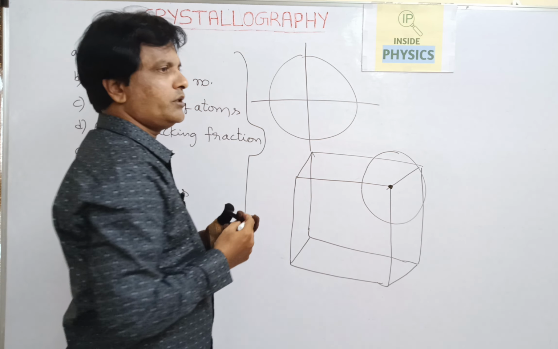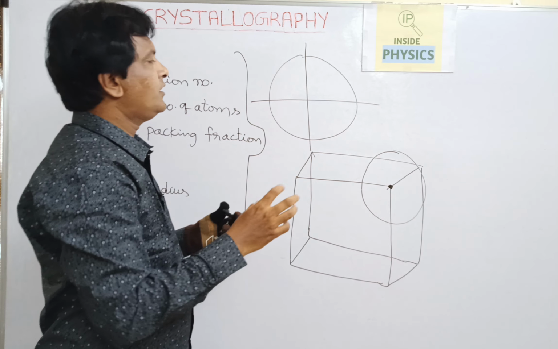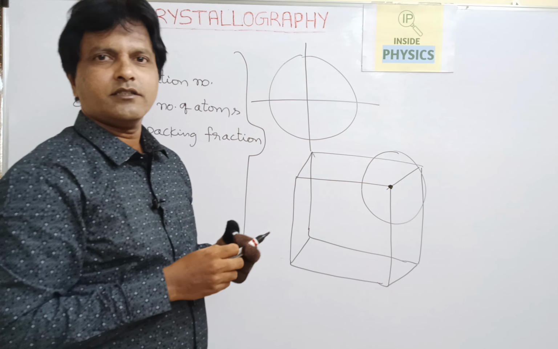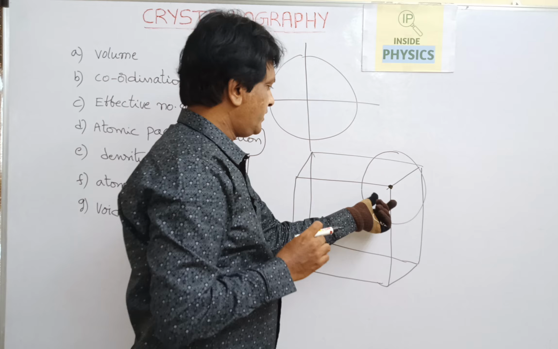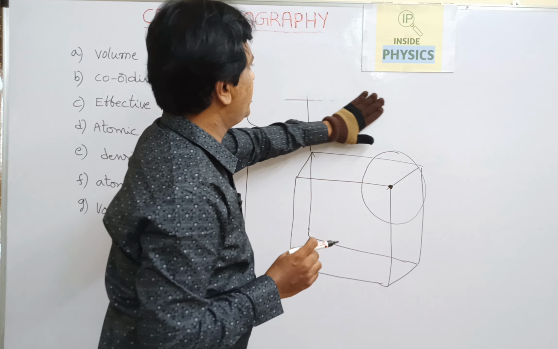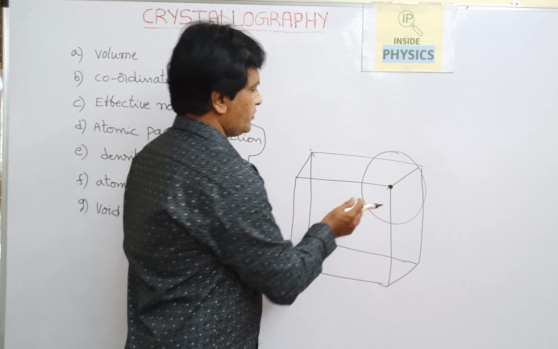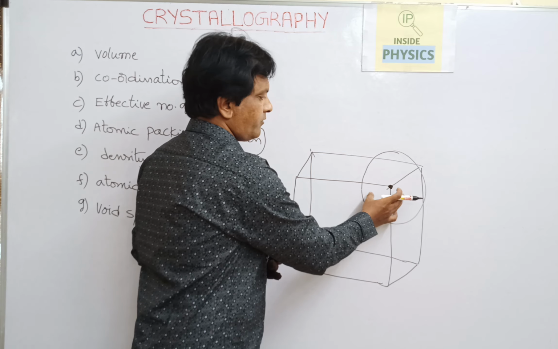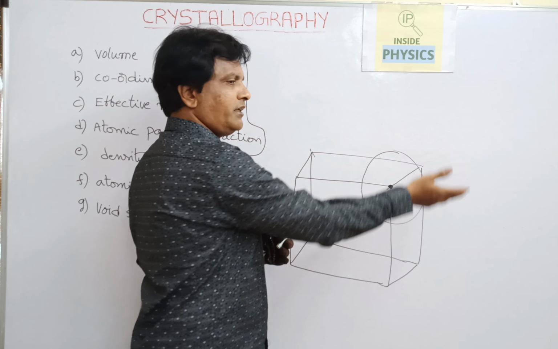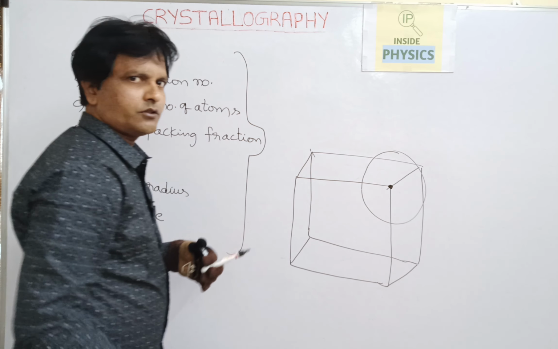You can actually make this into 8 parts. This is only one side view, and the sphere will be on the other side also. You can make this into 8 equal parts, 8 octants. You can say one octant is present inside the cubic cell. That means only 1/8 part of the atom is contributing its volume. The entire volume of the atom is not inside this cubic cell, and the other volume is actually going into the other cubic cells which are surrounded around this cubic cell.